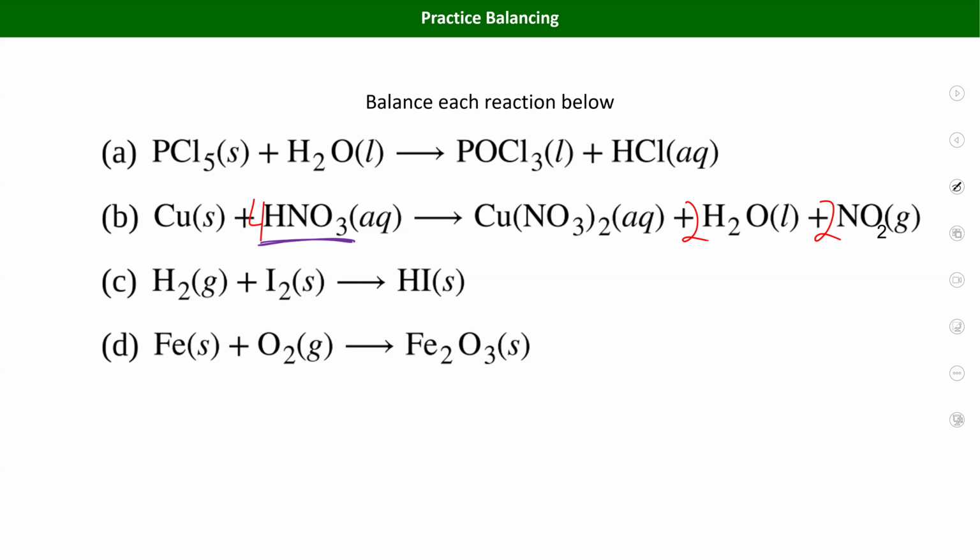And again, this is about as tricky as it gets. The trickiest thing about this one is that you got nitrogen showing up in 2 places and oxygen showing up in 3 places on the right-hand side. That's when it's always going to get the trickiest. It's when you have the same element showing up in multiple places on one side.